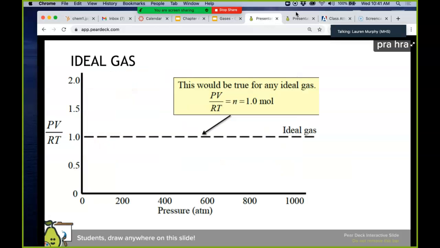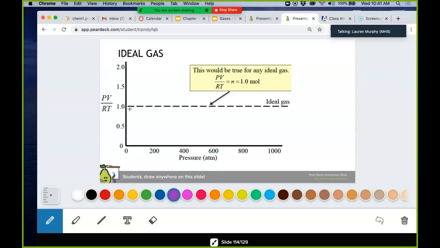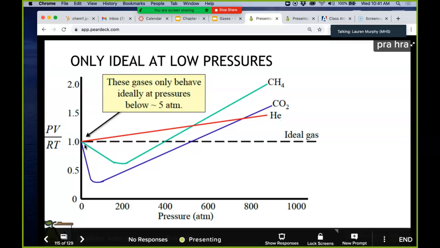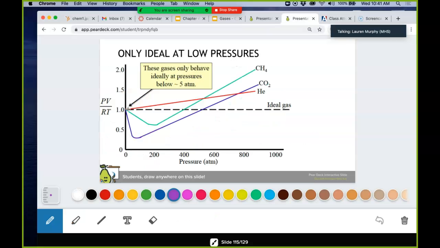So this chart is just showing you, the whole point of this is that the closer you are to this line, the more ideal you are, okay? And we're going to focus on pressure. Well, we know gases behave most ideally at lower pressures, okay? So let's look. You have three gases. The lower the pressure, which is down here, the closer these guys are to the ideal line. As we start to increase pressure, these gases start to deviate or move away from this ideal line.